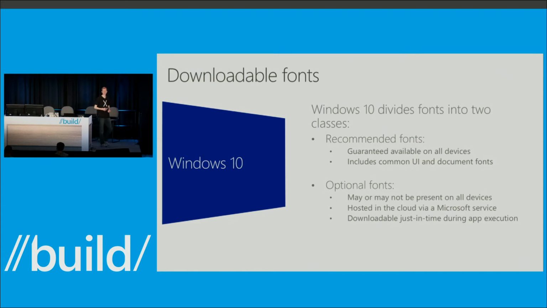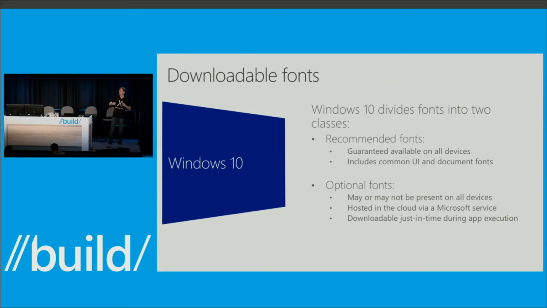Well, in Windows 10, we have a solution to this problem, which is downloadable fonts. The way this works is that the font set has now been segregated into two types. We've got recommended fonts. These are fonts that are guaranteed to be available on any device that your app runs on. This is going to include common UI fonts, things like Segoe UI. It also includes common document fonts, things like Calibri or Times New Roman.